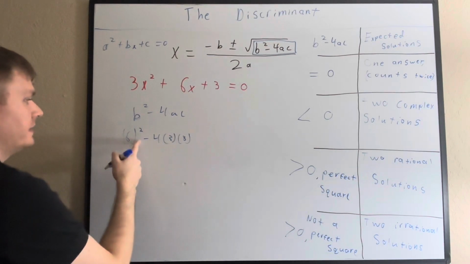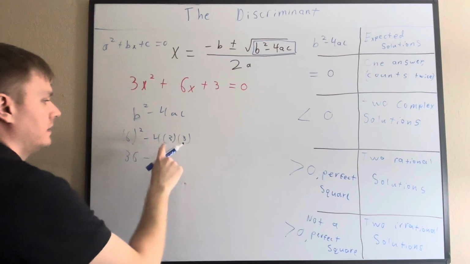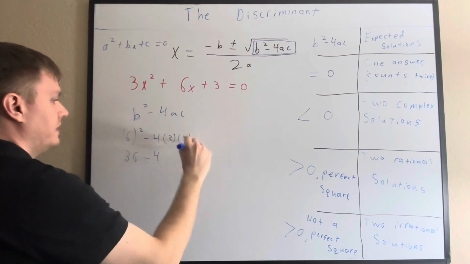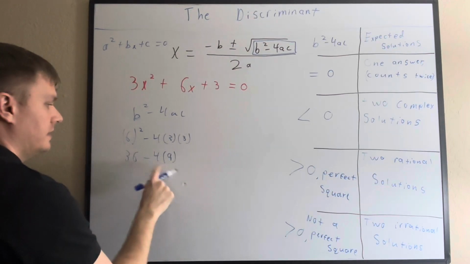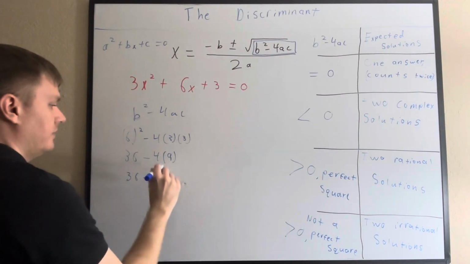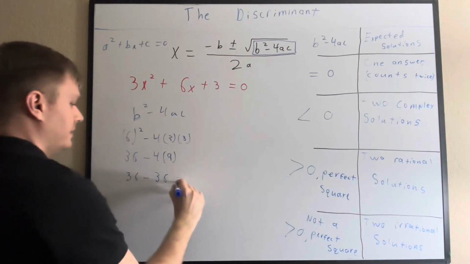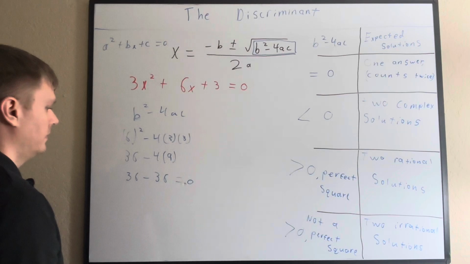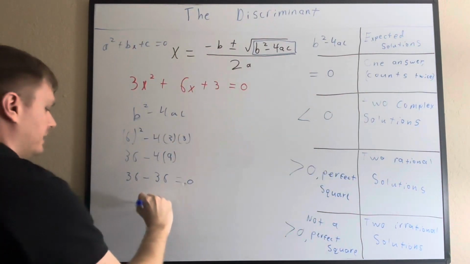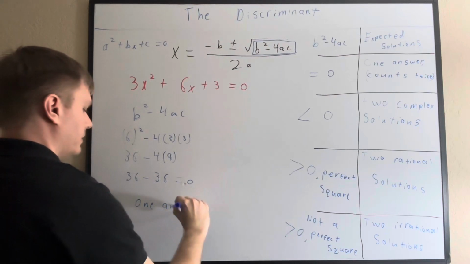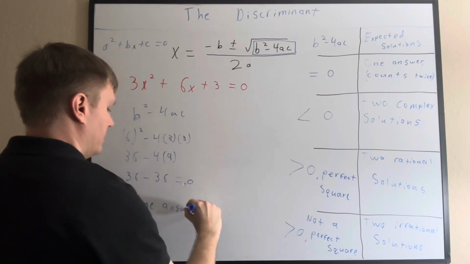So 6 squared is 36, right? Minus 4, 3 times 3 is 9, right? Okay. 36, negative 4 times 9 is negative 36, right? 36 minus 36 does equal 0. Well, okay, so we should expect one answer twice.